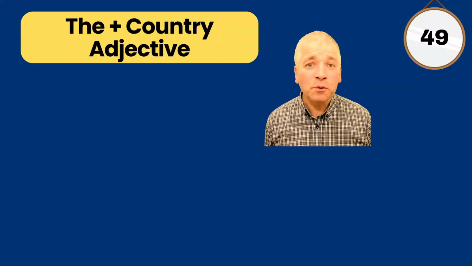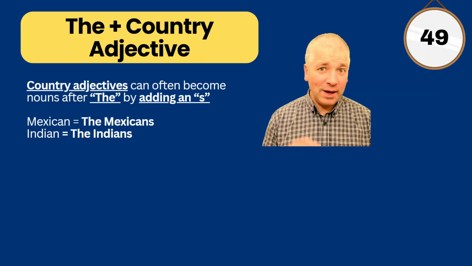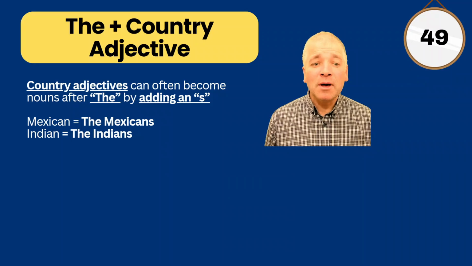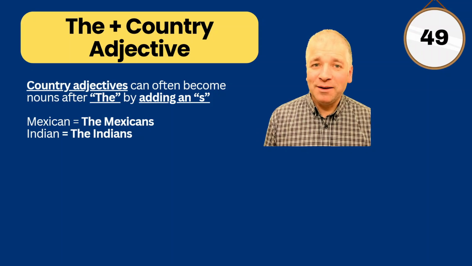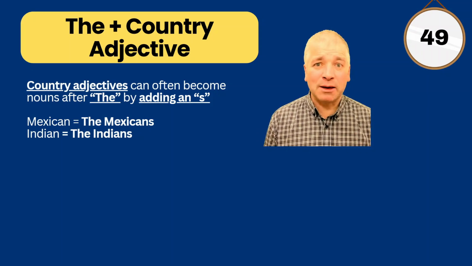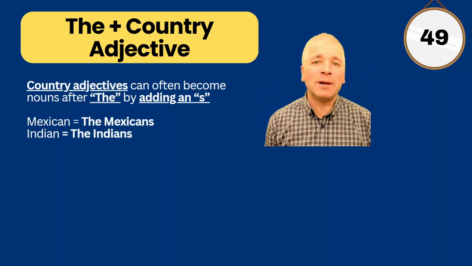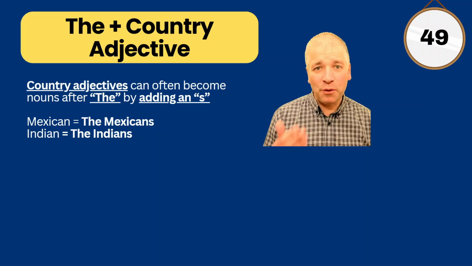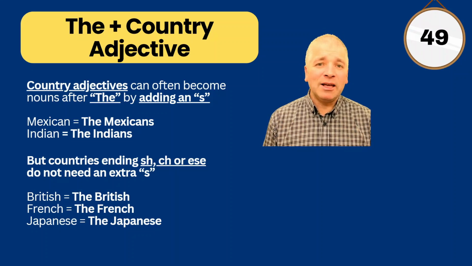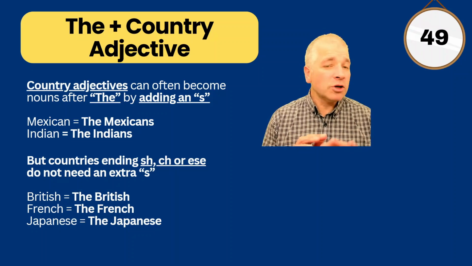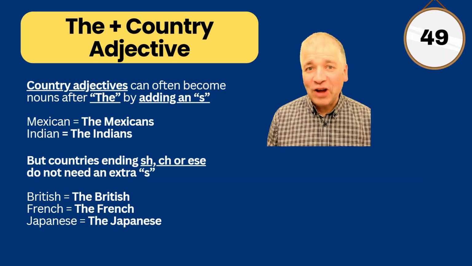There are also different rules when it comes to countries with adjectives. Now, usually country adjectives can often become nouns after the by adding an S. For instance, Mexican is an adjective describing the people of Mexico. This can become a noun by saying the Mexicans. That means all people in Mexico. Or Indian can become the Indians. But with some countries, it's different. Countries ending with sh, ch, or es do not need this extra S. For example, the British, the French, the Japanese.